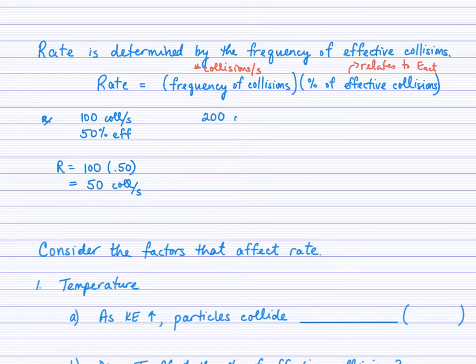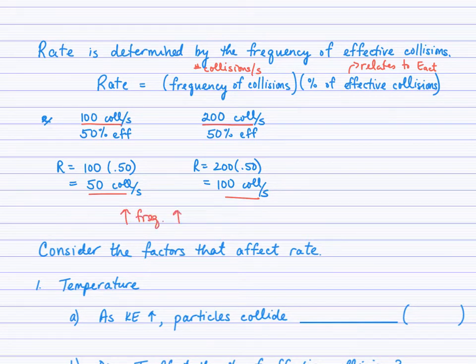Now let's increase the frequency. So maybe 200 collisions per second, but keep the percent at 50%. Now the rate will be 200 times that 0.50. So now we've raised the rate to 100 collisions per second. So when we're stating the rate, we mean 100 successful collisions per second. So you can notice that the frequency was changed, right? And as a result, the rate changed. As we increased the frequency of the collisions, we increased rate.